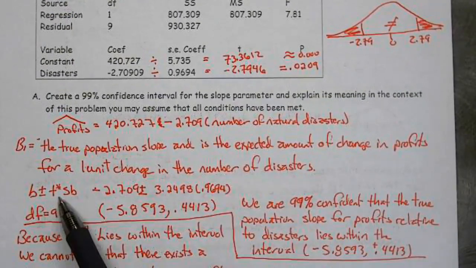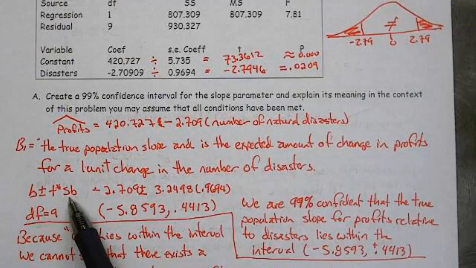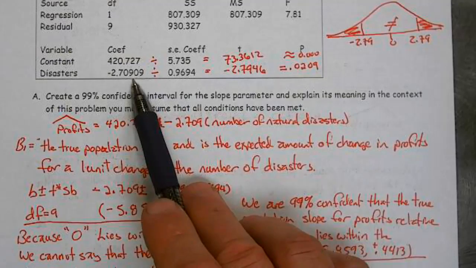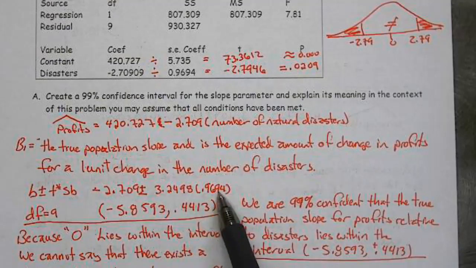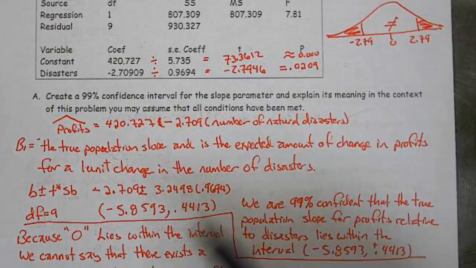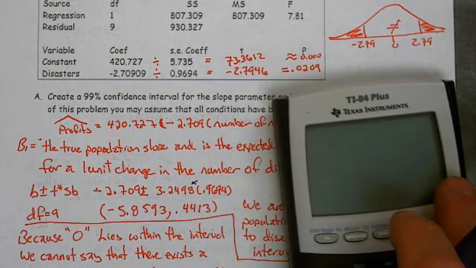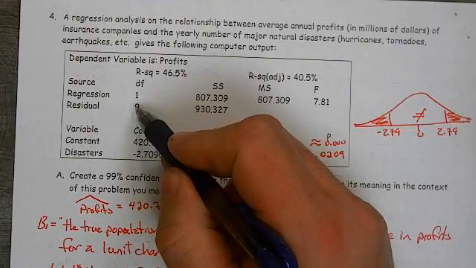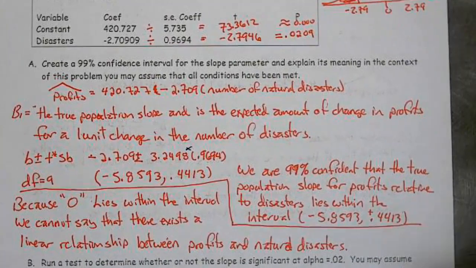B plus or minus T star SB is my equation, where B is my slope from the regression, and SB is the standard error. My slope from the regression is negative 2.709, and my standard error is 0.9694. So I need to go back and calculate my T star. T star in this case, they wanted a 99%, and we have degrees of freedom of 9 because they give that to us in the problem.